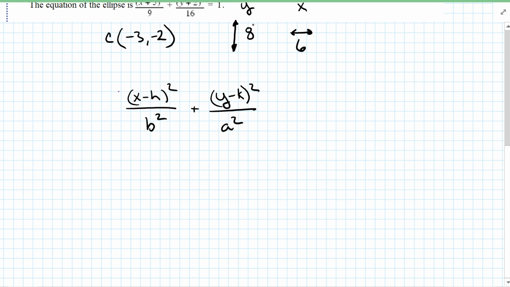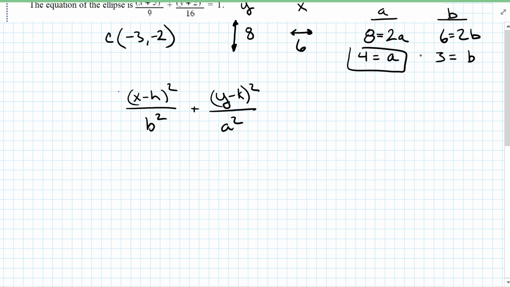Well, if the length of the ellipse is 8, and we know the a value represents from the center to the vertex, we know 8 equals 2a. So our a value is going to be, divide it by 2, 4. Okay, that's how we found a. How do we find b? Well, the short axis is 6, and we know half of that must be the length of b, so our b value is 3. And anytime we're given a center, those values are h and k. So everything we need has been given to write the equation.